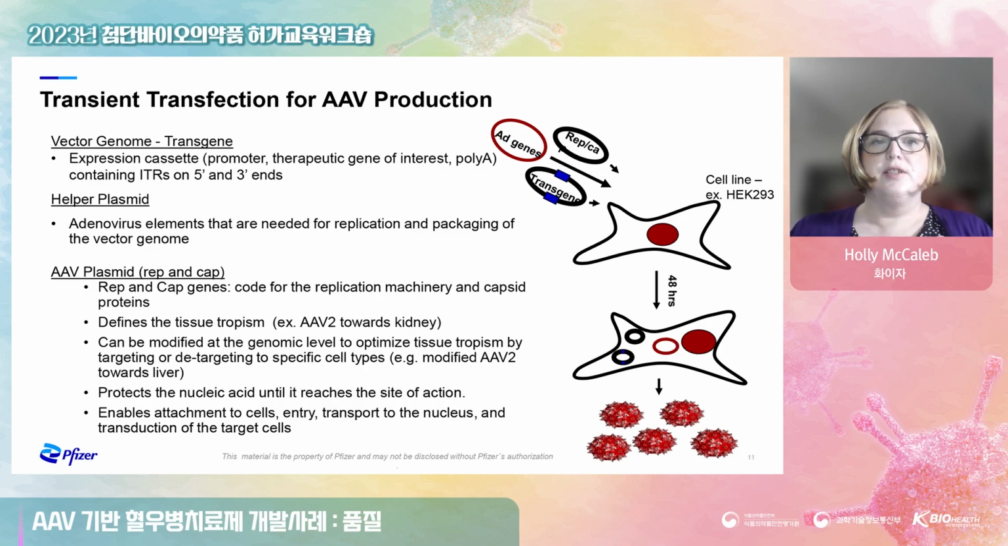promoter, gene of interest, poly-A tail, and has inverted terminal repeats, or ITRs, on the 5' and 3' ends. The helper plasmid contains adenovirus elements needed for replication and packaging of the vector genome. The RepCap plasmid contains the genes that code for the replication machinery in capsid proteins and defines the tissue tropism. For example, AAV2 capsids would be targeted to the kidney. All 3 plasmids must be present during transfection to generate the AAV product.